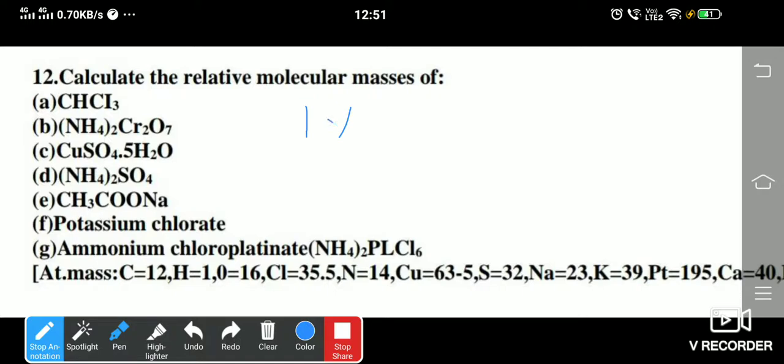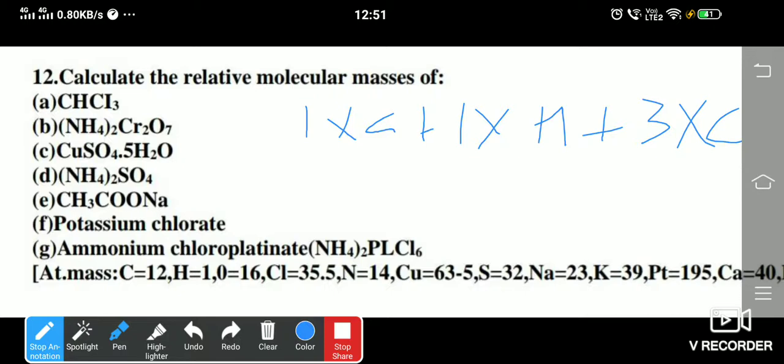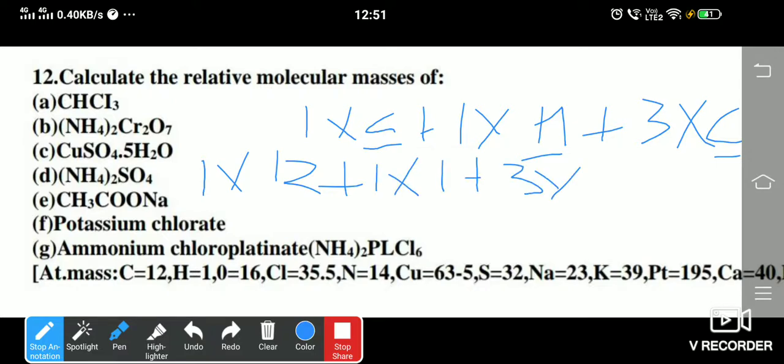We'll write down 1 into C plus 1 into H plus 3 into Cl. Why have we done this? Because in this equation, we have to write the number of atoms present in that compound. Now, in the second step, we replace the symbols of the elements with their atomic mass numbers. For carbon it is 12, so 1 into 12. For hydrogen it is 1, so 1 into 1. And for chlorine it is 3 into 35.5.